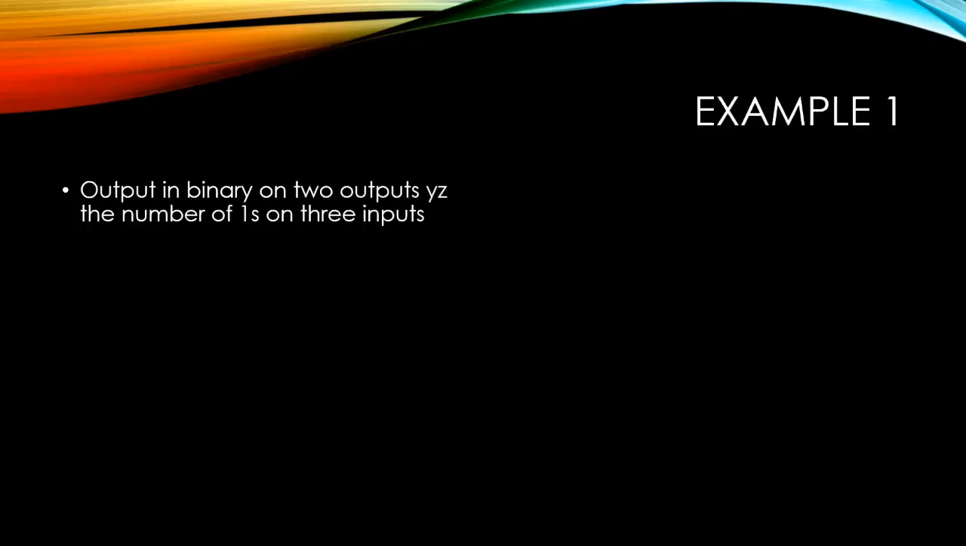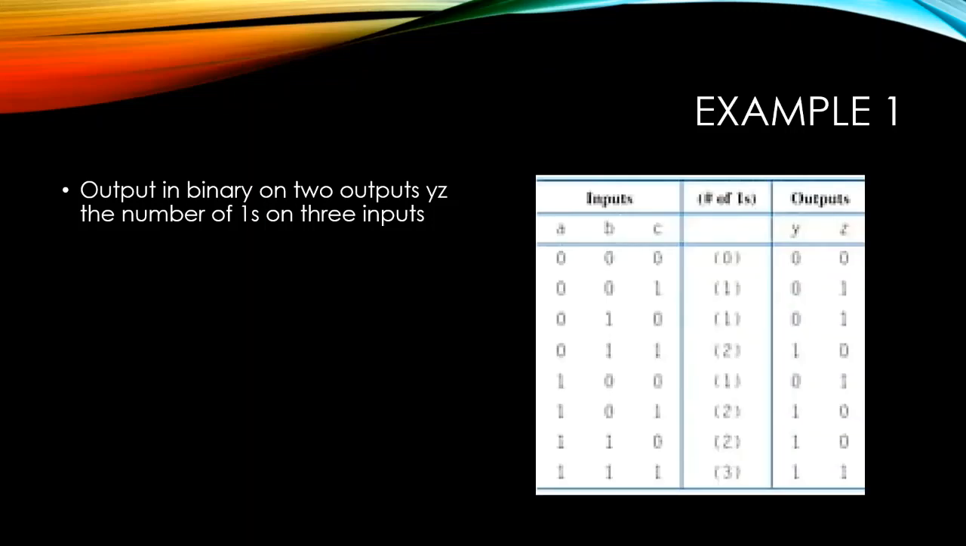So let's have this example. In this example, we're going to have two outputs, Y and Z, and then we're going to count the number of ones in a three-input circuit. Okay, so this will be our number of inputs, 3, and outputs, 2, Y and Z. And we could now draw the truth table based on what is asked and the number of inputs and outputs. So this will be the truth table.